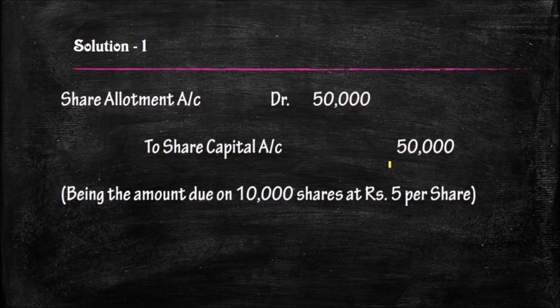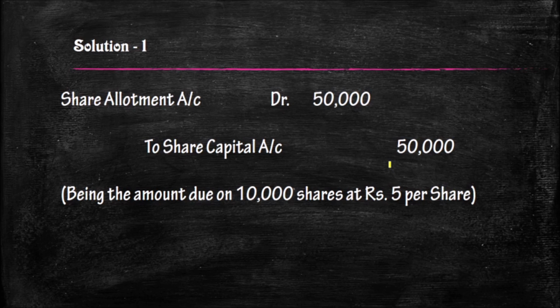Next entry is for the allotment money due. There is nothing regarding the rejection or pro rata allotment. What the company issued, they got back. 10,000 shares issued, they are getting back 10,000.